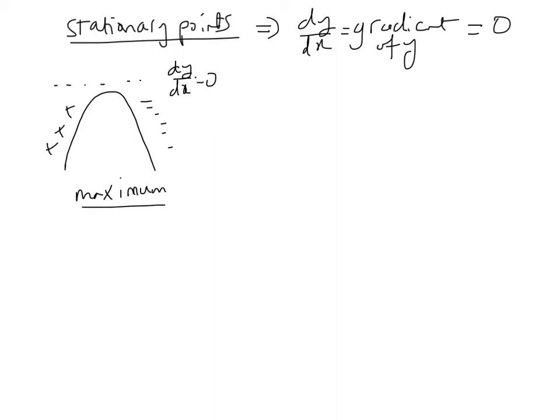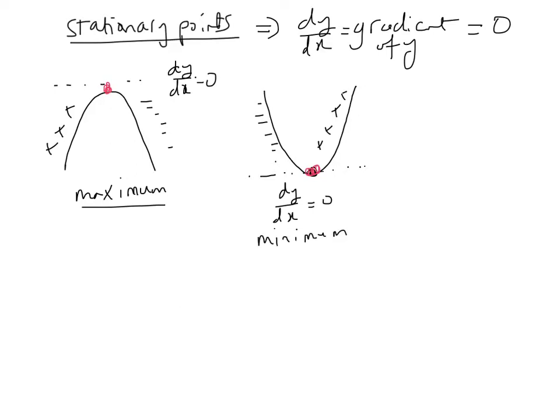Or we can have a curve where it goes down like this. So the gradient here is positive, here it's negative, with a dotted line, and here dy over dx equals 0. And this point here, just like this point there was a maximum, this point here is called a minimum. So that's a minimum point. And both of these are stationary points.